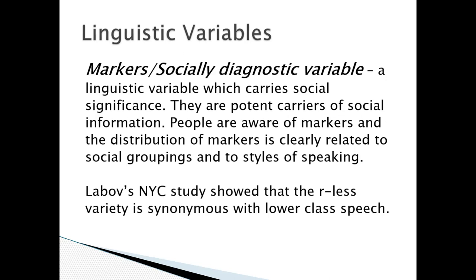Okay, so it says people are aware of markers, and the distribution of markers is clearly related to social groupings and to styles of speaking. So I want you guys to give me some examples of markers. So I think the children versus childer, I believe that that's a marker. Because you don't hear the average Jamaican saying children. And you don't hear the average Jamaican saying idea. We say idea.